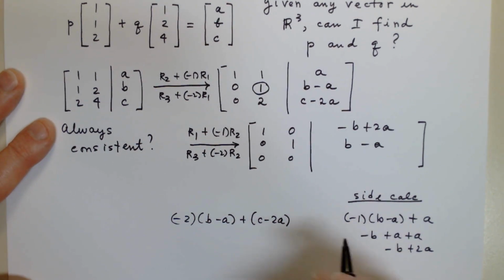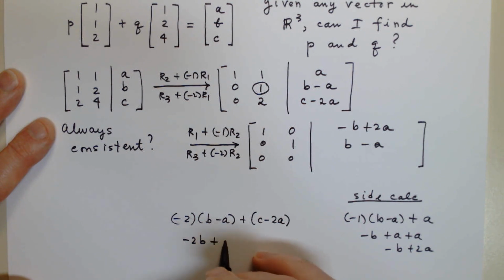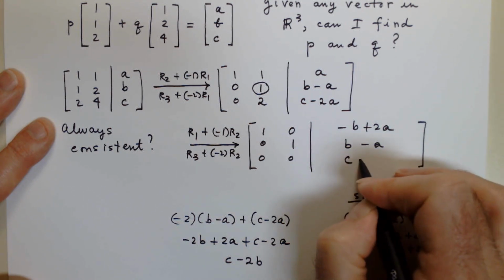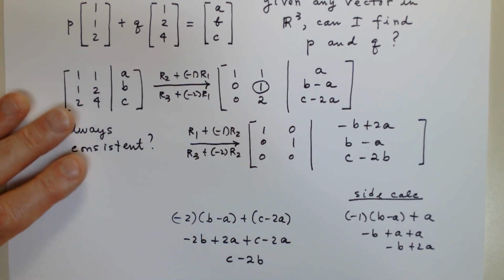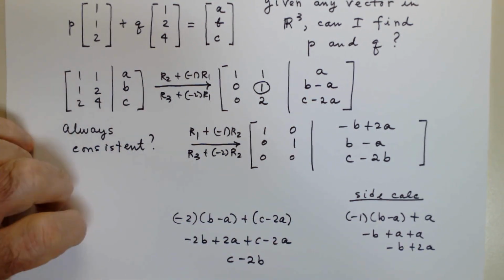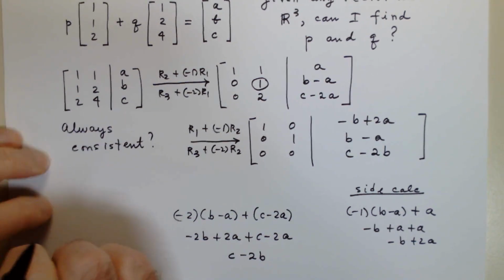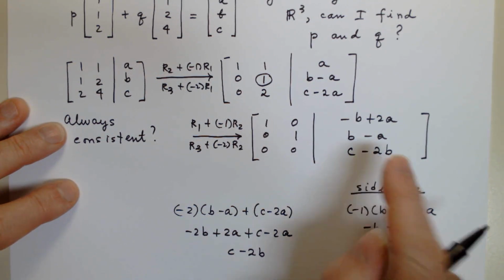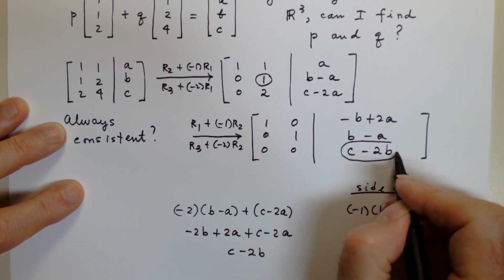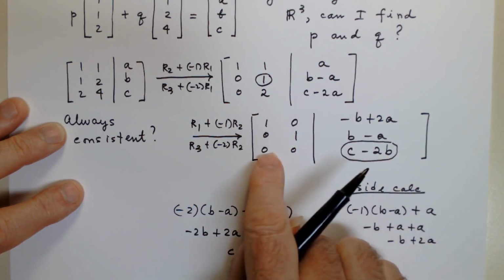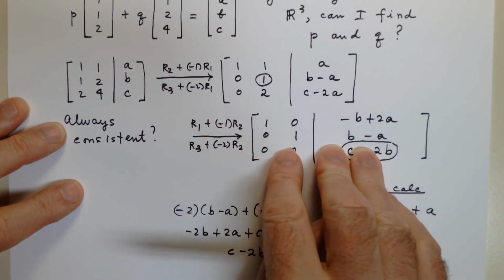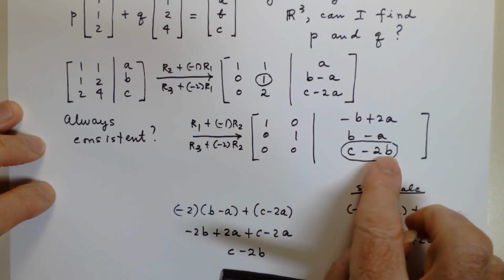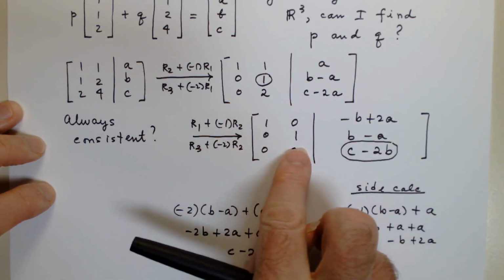Okay, now what does that give us? A -2b plus 2a plus c. So that's going to give us the condition, or the entry, c minus 2b. So we can see what our test for consistency is going to be. Is this always consistent? Well, that depends on what's sitting over here. Everything hinges on this element here. If c minus 2b is equal to 0, this will just be a row of zeros, and there will be no inconsistency. If c minus 2b is something different from 0, then this will be inconsistent.